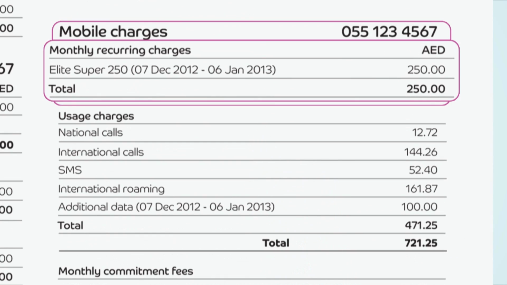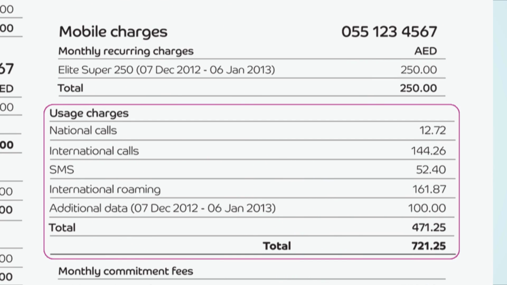At the top are your regular recurring monthly plan charges, plus any other monthly charges you normally have. Then you can see your usage summarized by the type of use. Calls, SMS, data, you get the idea. We'll also clearly show you any other credits and charges and any discounts.